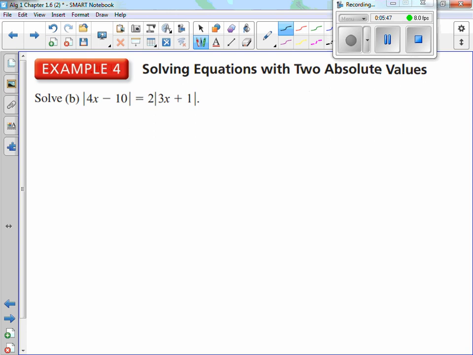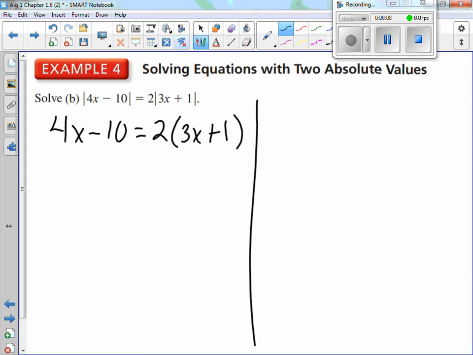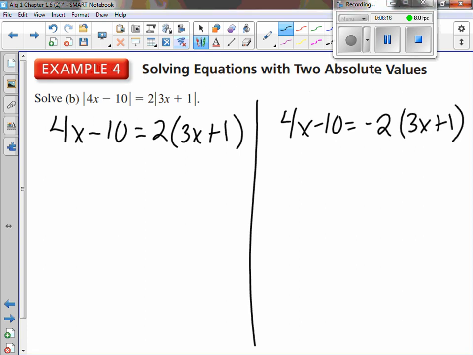All right, so again, we have two absolute value bars, one on each side. Now, we're not going to worry too much about the 2. It's not going to really come into effect. But we'll set up our two equations. 4x minus 10 is equal to 2 times 3x plus 1. And then we'll have 4x minus 10 is equal to what? Negative 2 times 3x plus 1.